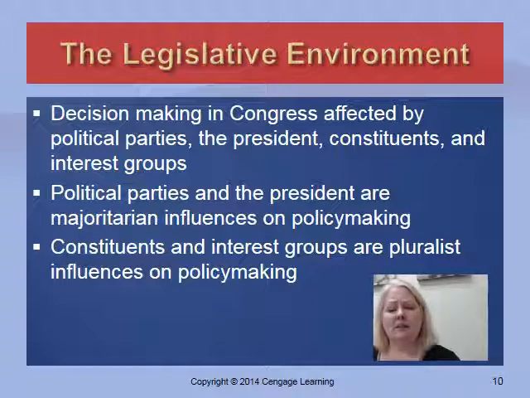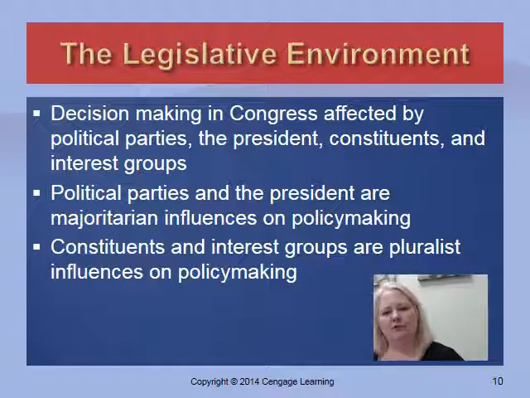Political parties and the president are majoritarian influences on policymaking because they rally support for the majority. Whether it's the majority party or the minority party, they're looking for a majority for their legislation. And the president is actively involved in legislation. We will get to that in a minute.